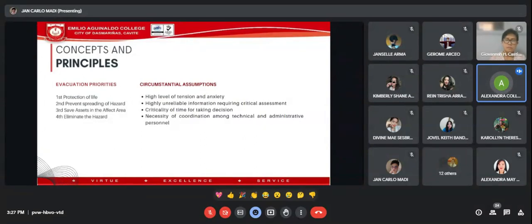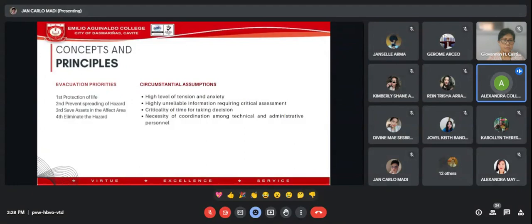Ang third po is save assets in the affected area. So, dito naman po, immediately after ma-address yung threat, kailangan po merong efforts na dinadirect towards protecting the valuable assets sa isang affected na area. So, ito po yung pag-i-involve ng pagse-secure ng isang infrastructure or ng isang equipment or resources na kinakailangan natin. And fourth naman po is yung pag-secure ng hazard completely. So, dito po, minimitigate na natin yung long-term effects ng isang hazard or ng isang disaster.